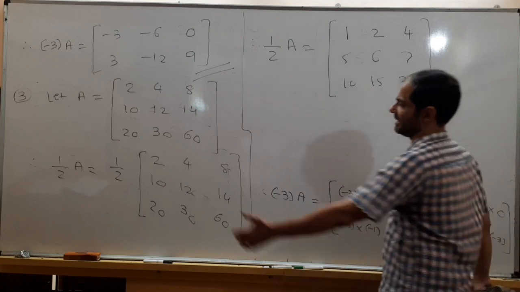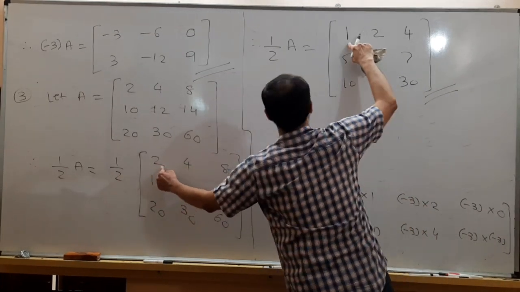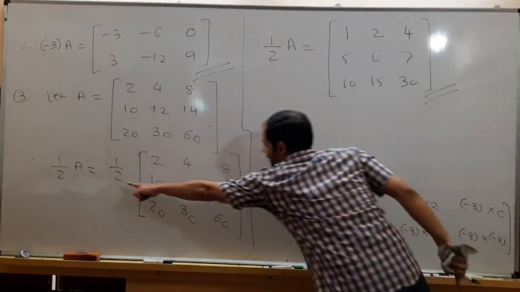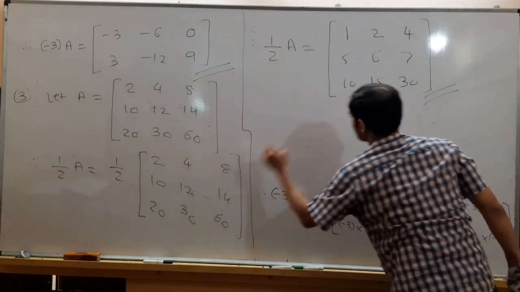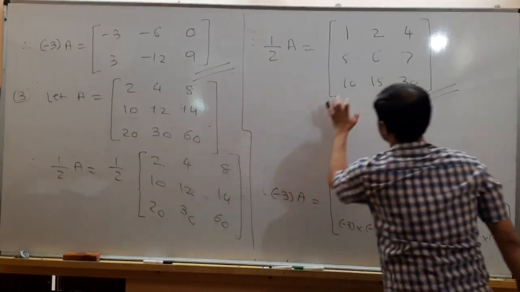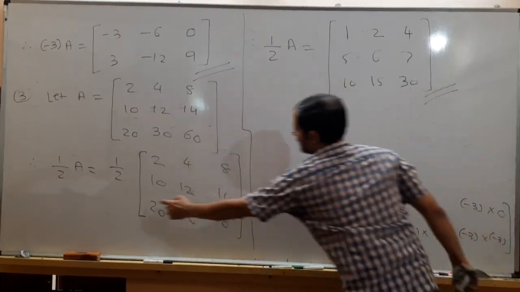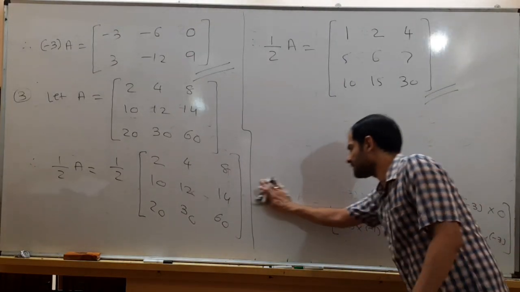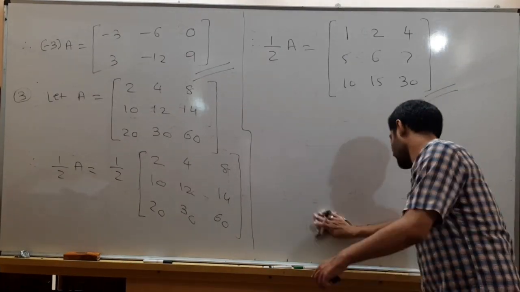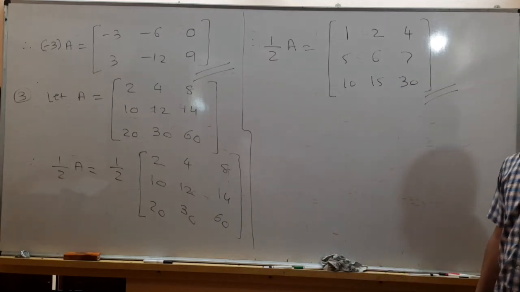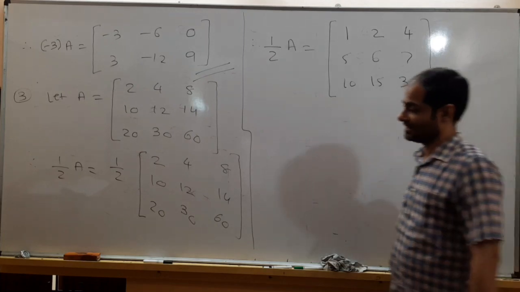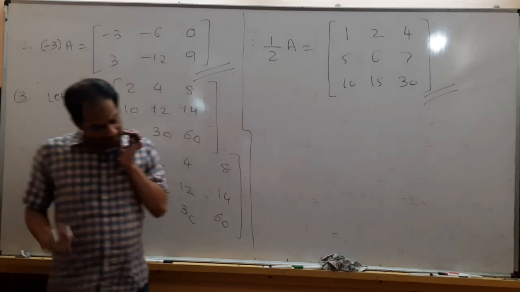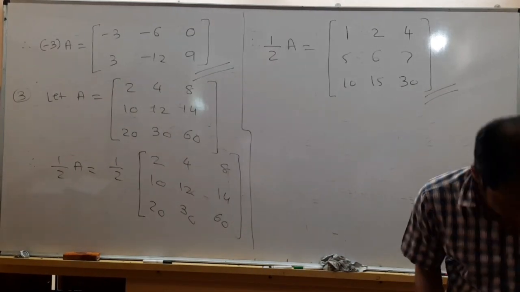See, that will be very lengthy if I write half into 2, 1, half into 4, 2, half into 8, 4, half into 10, 5, half into 12, 6, half into 14, 7, half into 20, 10, half into 30, 15, half into 60, 30. Sorry, it's wrong to say no need to do the steps. We have to show the steps, how we get it. Okay. Now, this is multiplication of a matrix by a scalar.